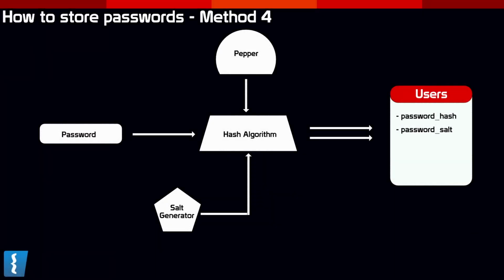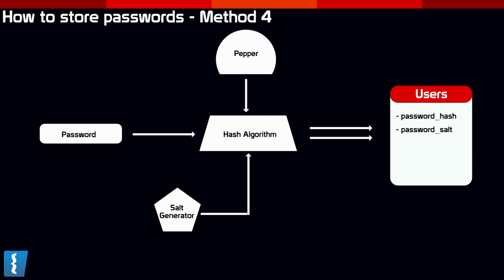How can we make things even more secure? By adding even more randomness. And this randomness is not stored in the database. This is called a pepper and is another random string that gets prepended to the password prior to hashing it.